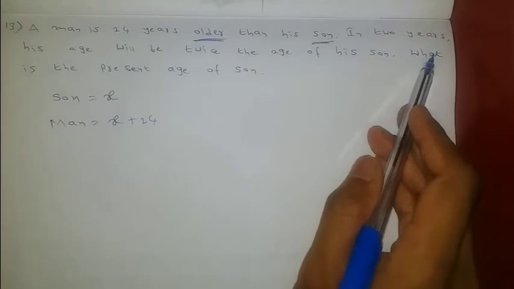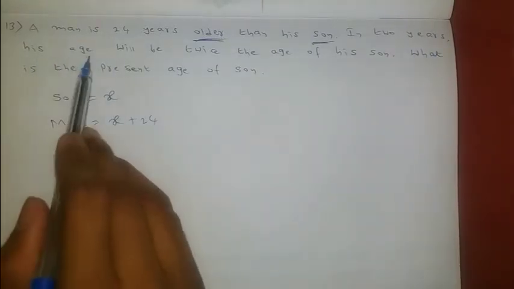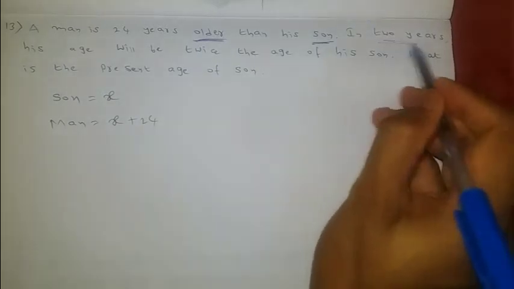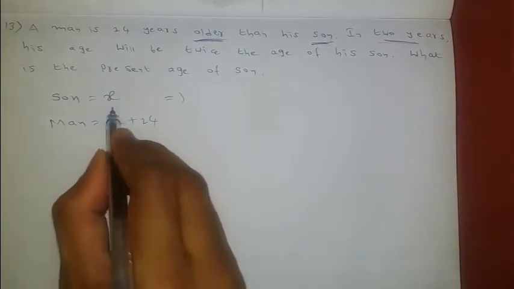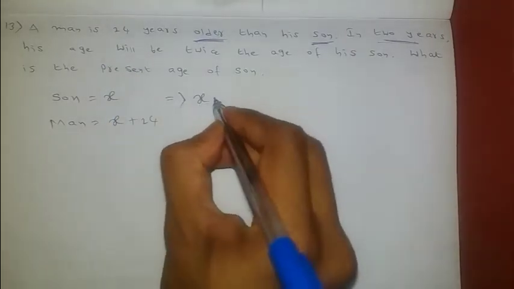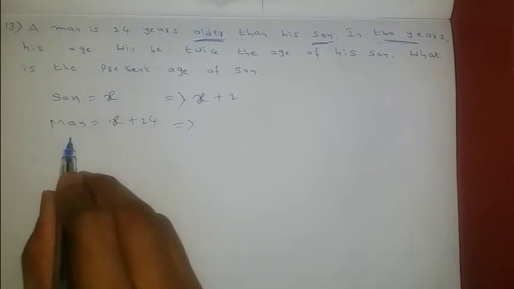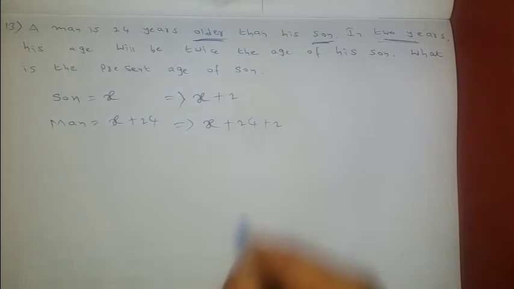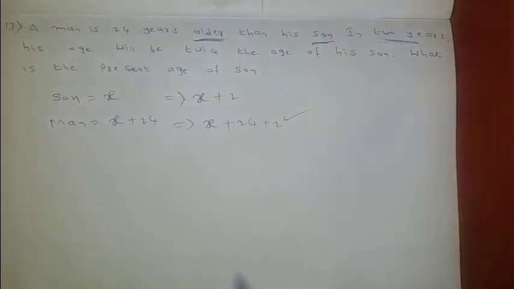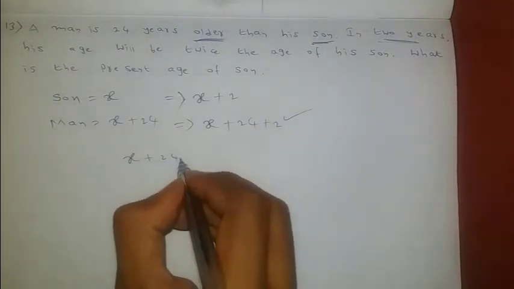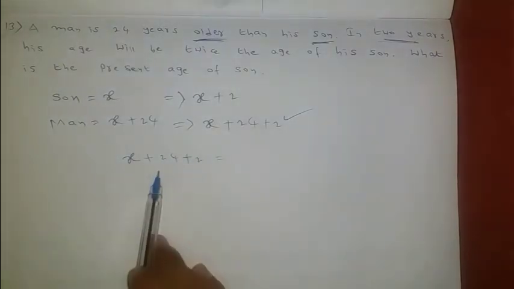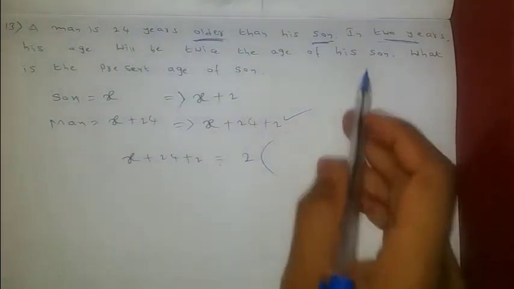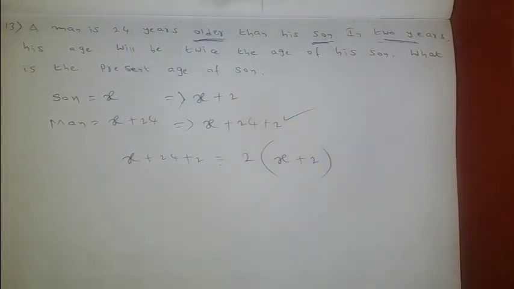In 2 years, the man's age will be twice the age of his son in 2 years. Now the present age of the son is x, so after 2 years he will be x plus 2. The present age of the man is x plus 24. After 2 years he will become x plus 24 plus 2. Then in 2 years the father's age, that is x plus 24 plus 2, is equal to twice, double, the son's age of x plus 2.